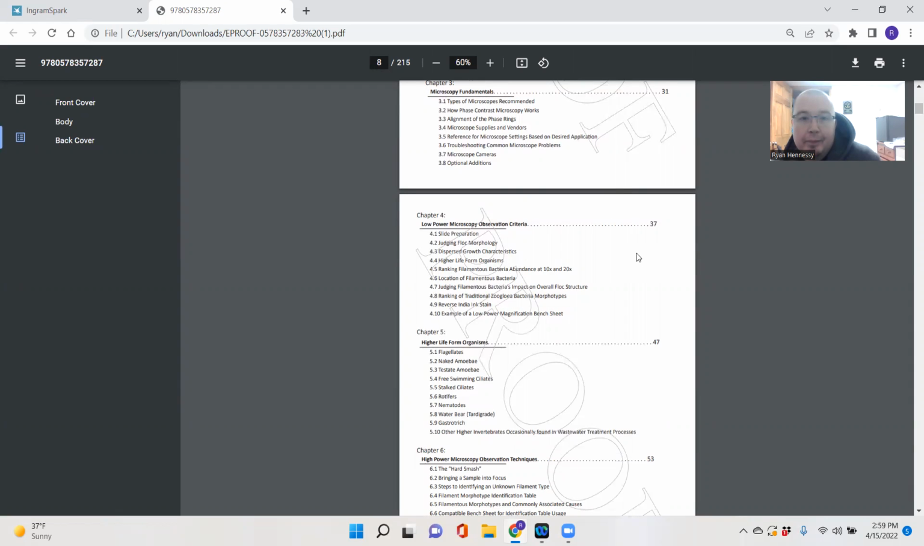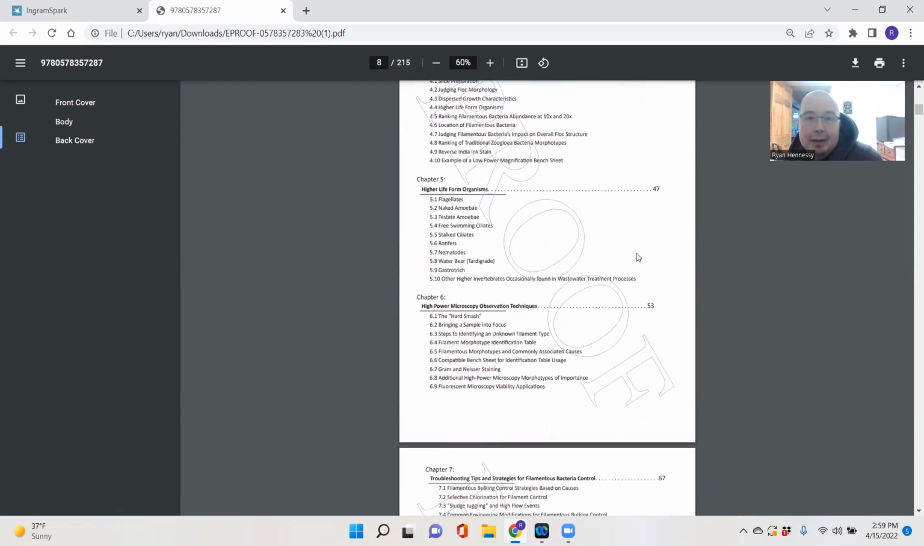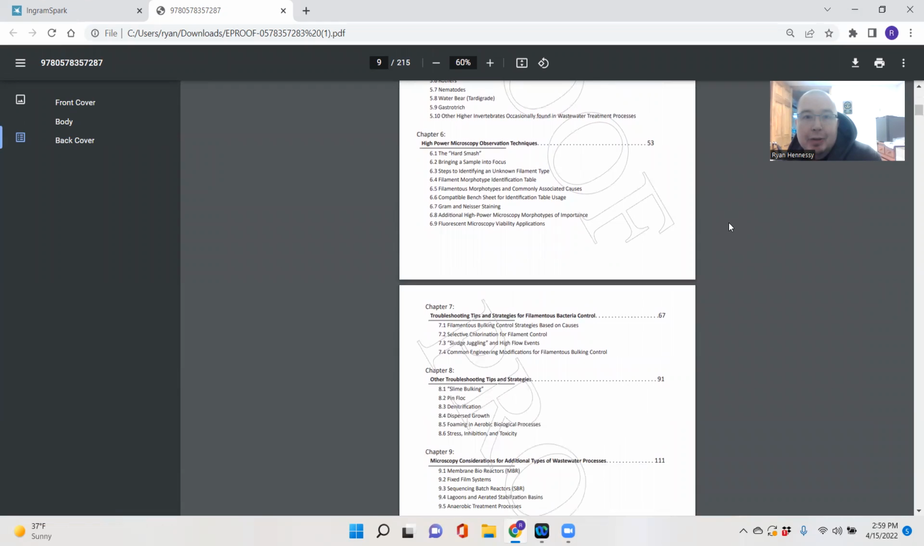Chapter 4 is based on low power microscopy, the 10x and 20x observations, and what we're specifically looking for. In Chapter 5, we talk about the higher life form organisms and their importance. Then in chapter 6, we're talking about high power microscopy techniques. So basically, chapter 6 covers what would be done in a full microscopic evaluation.